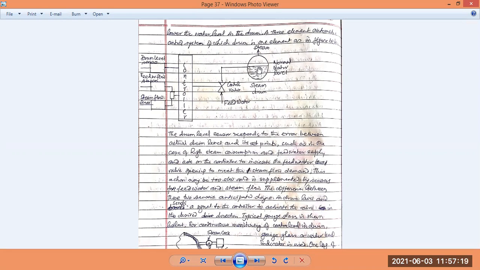At the same time, the feed water level is increased and the valve is opening to meet the steam flow demand. This action may be too slow, and it can be supplemented by sensors for feed water and steam flow.